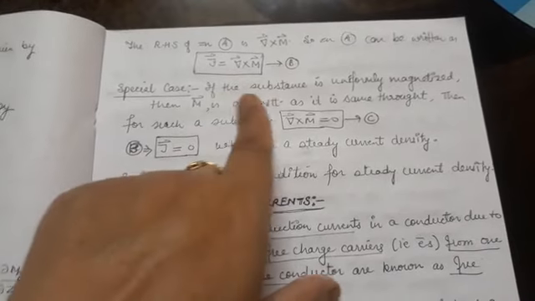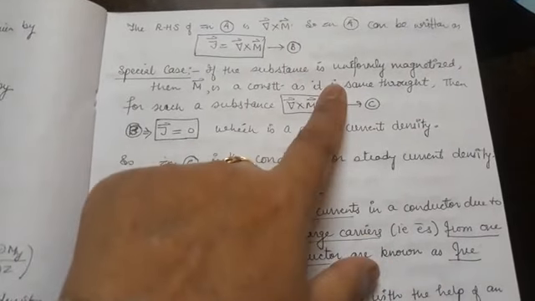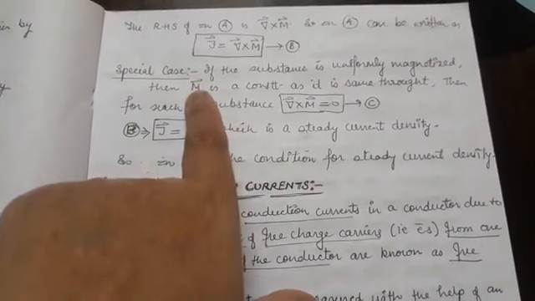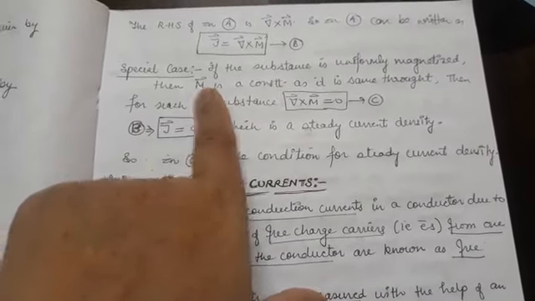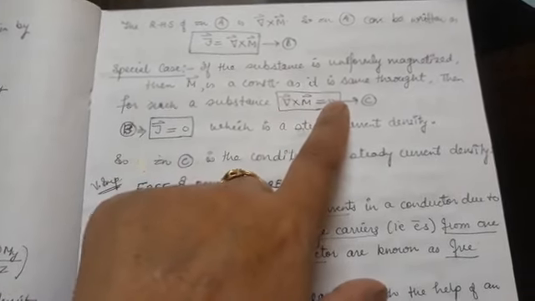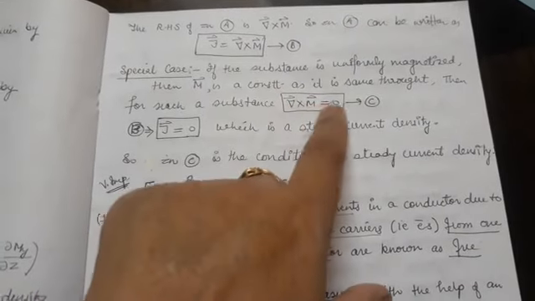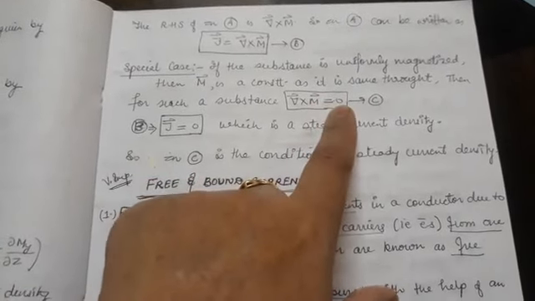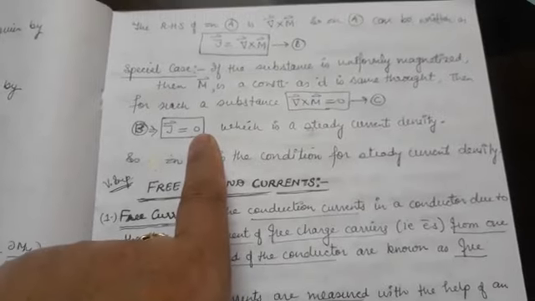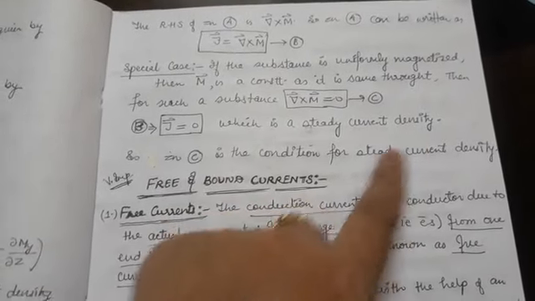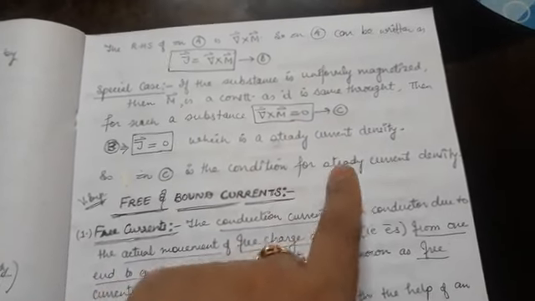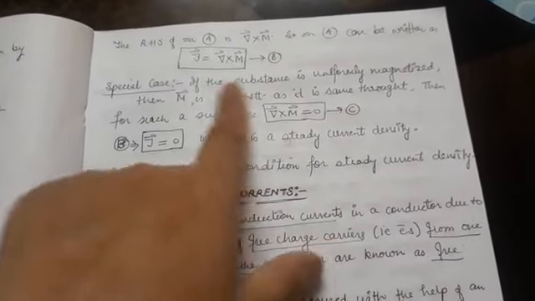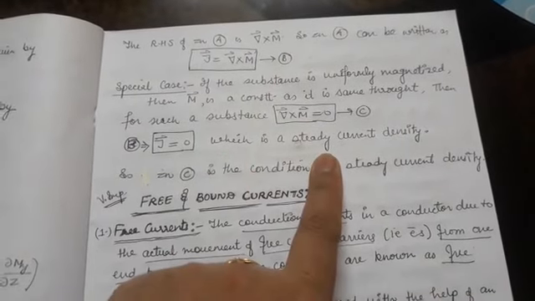What happens if the substance is uniformly magnetized? In that case, the M vector will be a constant because it is the same everywhere. And a constant's derivative, del of M, is always equal to 0. So hence, for such a substance, del cross M is 0. If del cross M is equal to 0, the J vector comes out to be 0, which is the steady current density. So equation C is the condition for the steady current density. This is nothing but your non-uniformly magnetized matter.